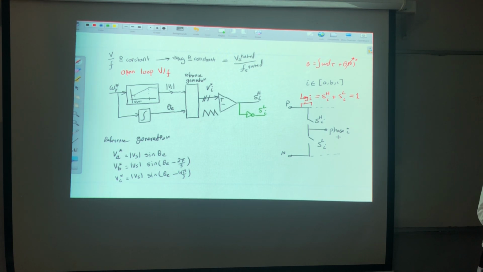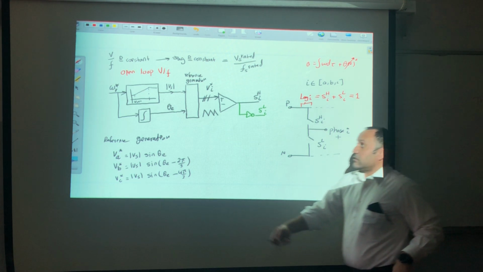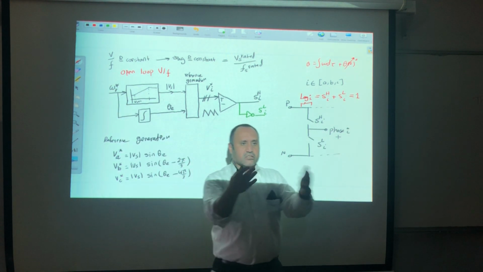At a speed, hopefully, it will be close to omega R star. But it will never be. Why? Open loop. If you are a good mathematician and you can calculate, yes, I can operate at the point I need, under the assumption I know the torque load. But here I cannot, because of the slip speed. I'm assuming now this speed is the synchronous speed, which is not.